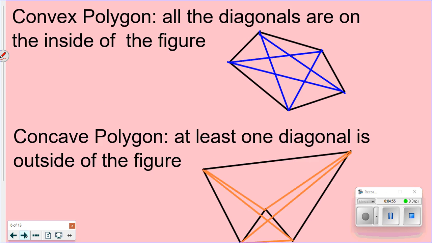All right, 2 other vocabulary words I have for you. The first one is convex. This is when you put diagonals inside a polygon, and they're all on the inside of the polygon. So it's basically if you would draw a polygon.